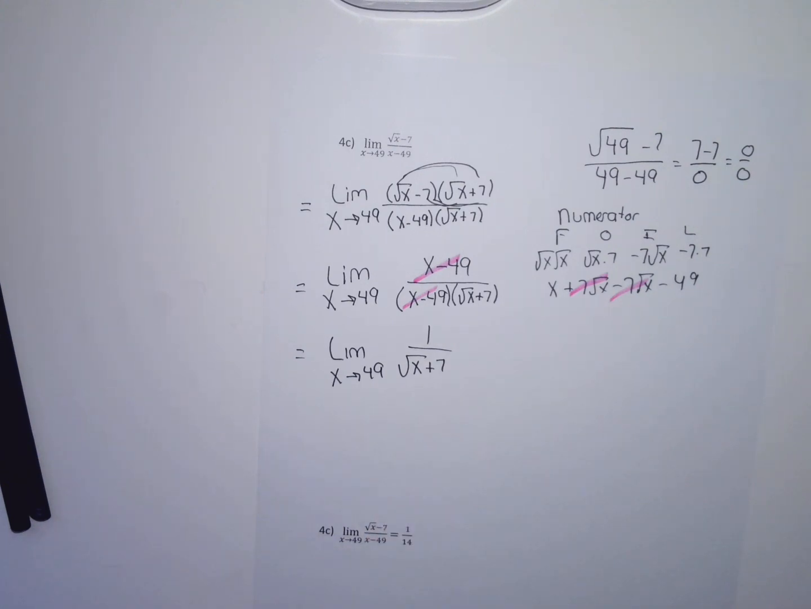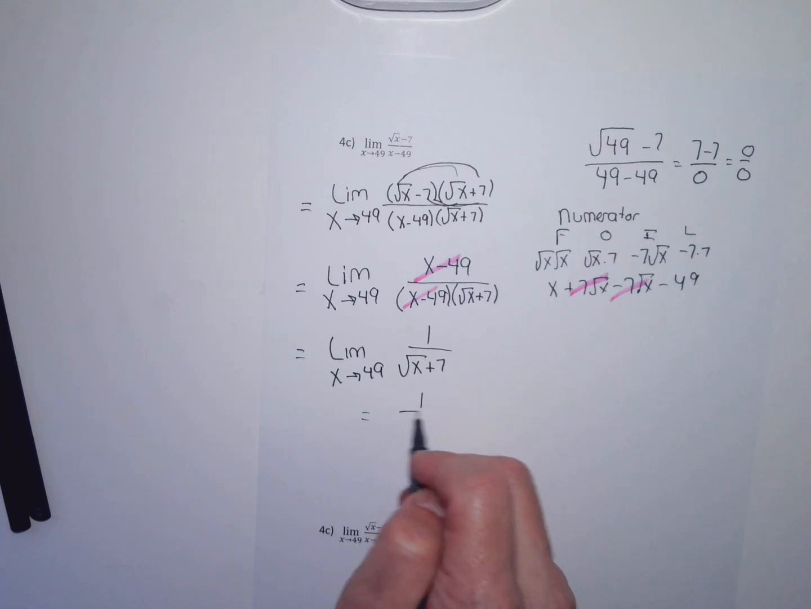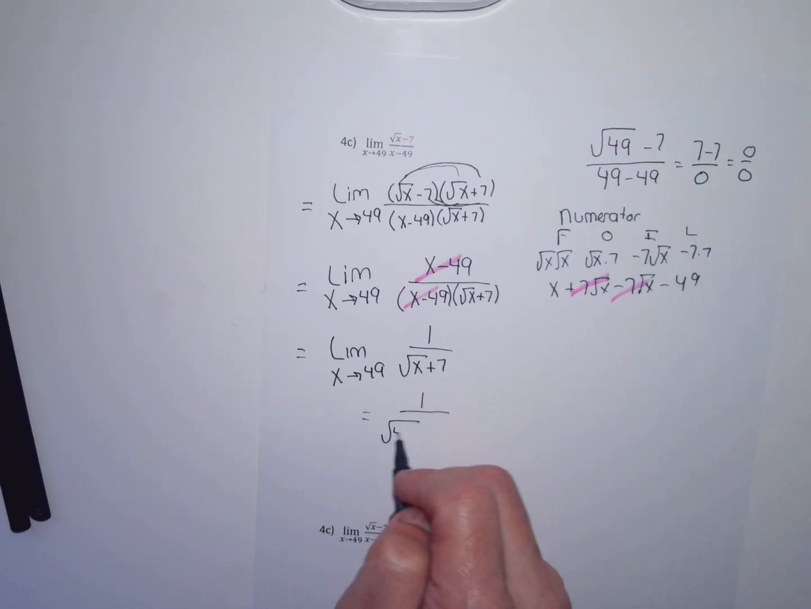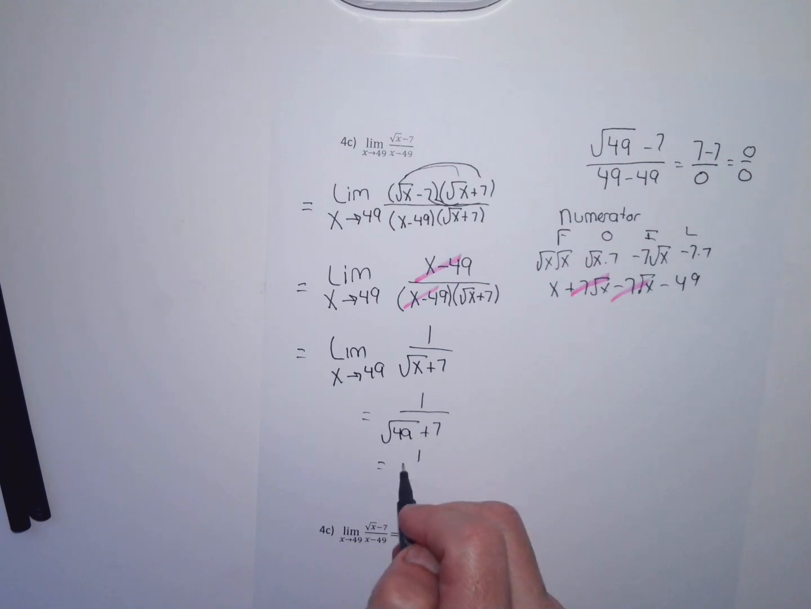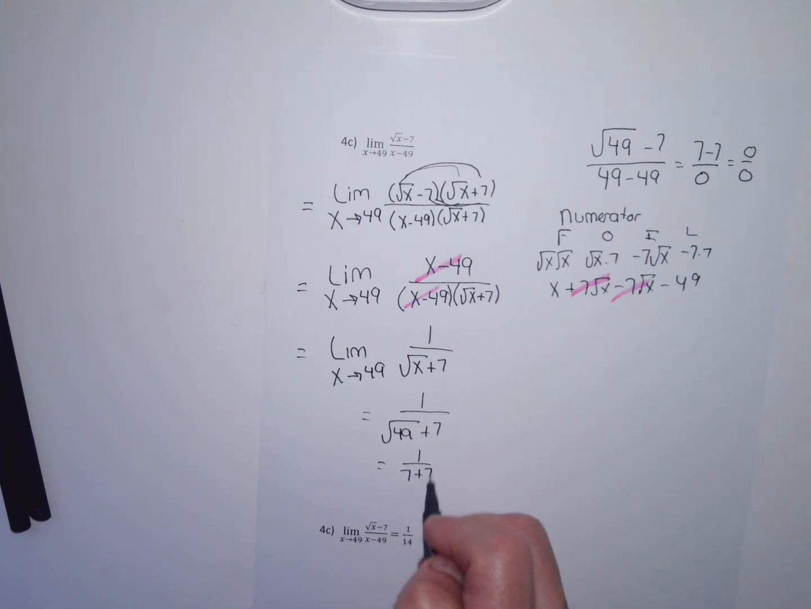Now I can plug in 49 and not get 0 over 0. I'm going to get what the limit is. So this is going to be 1 over the square root of 49 plus 7, which is 1 over 7 plus 7. And my answer is just 1 over 14.